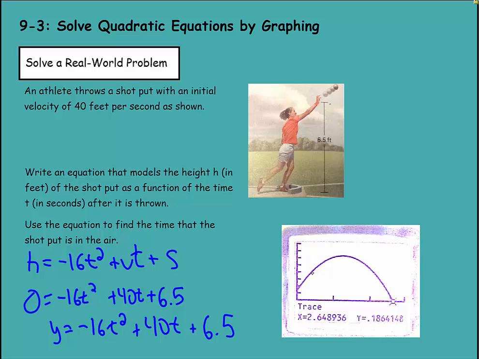So what I did is I took my cursor and moved it over to the x-intercept that was positive, because clearly the time wouldn't be negative. The closest I can get for y, which is the x-intercept here, is 0.186 for y, at 2.648 for x, or would it be t in this equation? So the time would be 2.648, or 2.65 we'll say, seconds.